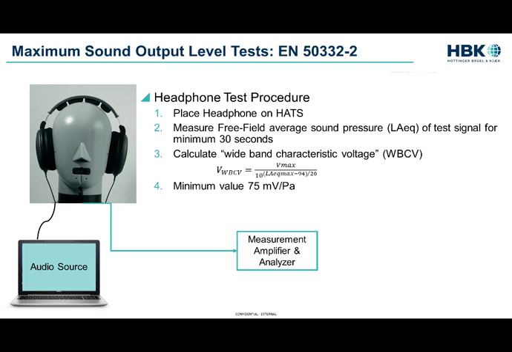To test the headphones, we need to measure both the electrical voltage of the signal being fed to them, as well as the free field A-weighted SPL on the head and torso simulator. This test gives us the wideband characteristic voltage, or WBCV, which is the electrical voltage at which the headphones will generate a sound level of 94 decibels, or 1 Pascal. Thus, the WBCV is actually a sensitivity rating in units of millivolts per Pascal. The WBCV should be not less than 75 millivolts per Pascal.